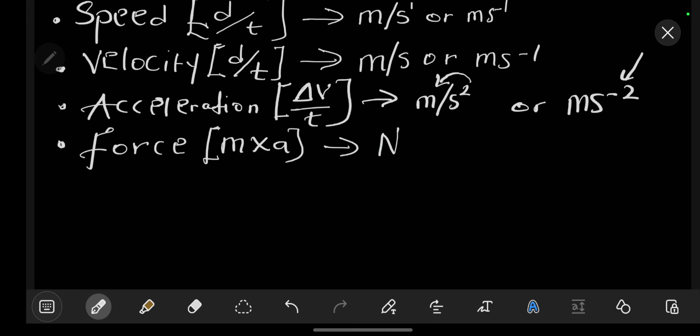Now, the next we'll look at right now is weight. Weight is akin to force in terms of units, but in terms of formula, there's a slight difference.